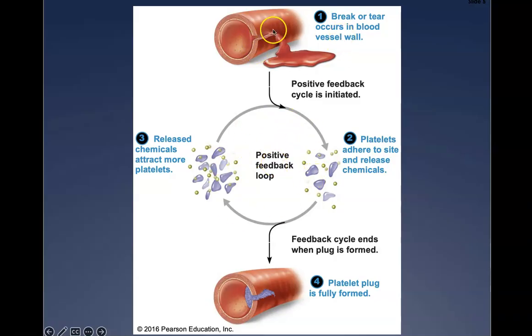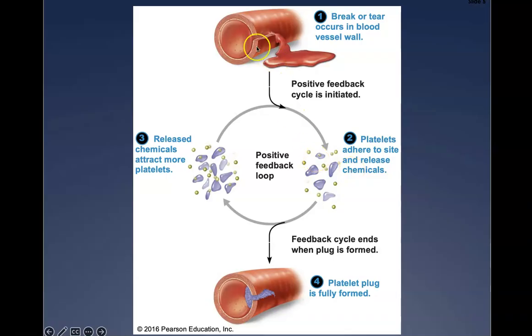So what's going to happen is you get a break or tear that occurs in your blood vessel wall. And that's going to initiate this positive feedback cycle. So the platelets are going to come in and adhere to this site of damage on that blood vessel wall. And then what that's going to do is release chemicals that are going to attract even more platelets. And then as those platelets adhere to that site, they're going to release chemicals to attract even more platelets, bringing even more platelets in, okay?